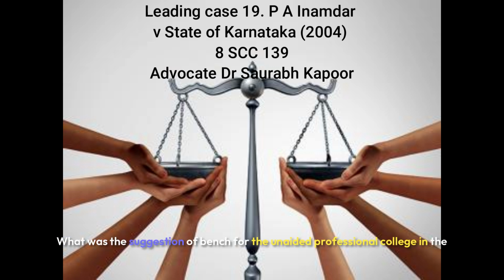Q5. What was the suggestion of the bench for the unaided professional colleges in the TMA Pai case? Ans 5. The bench suggested that unaided professional colleges should also make provisions for students from the poorer and backward sections of society. It said the government could prescribe the percentage of seats according to local needs, and different percentages could be fixed for minority and non-minority institutions.